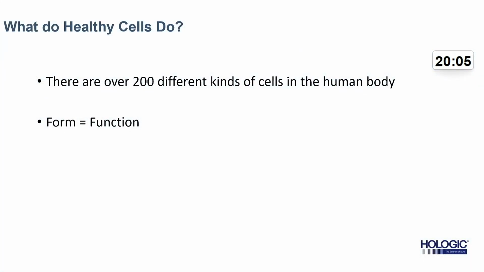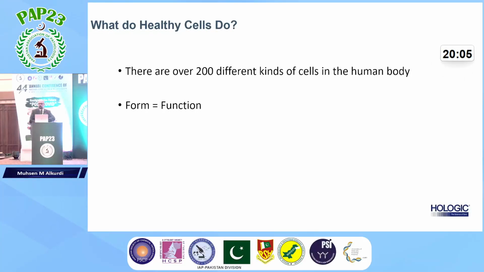Talking about cytology, we've seen a lot of great presentations on histopathology, and to some extent they covered some of the cytology, but as we all know, the cells are the main component of every living thing, not only the human body. We have in our human body around 200 different types of cells, and every single cell does a different kind of function. This function depends on the shape and the form of the cell.